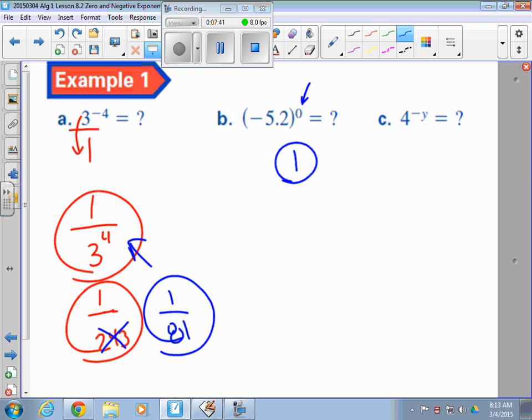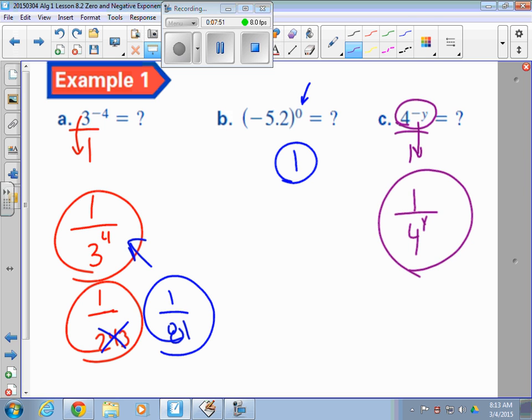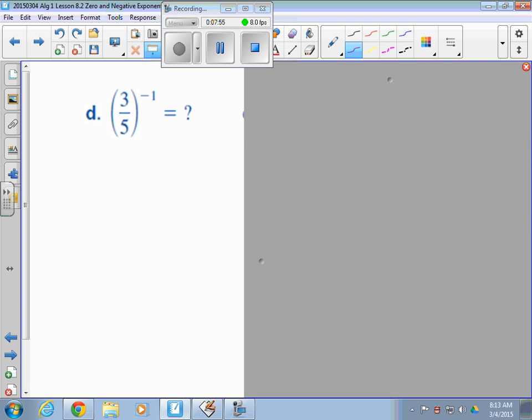Being raised to a negative exponent, everything's over 1. Negative means it rides the elevator down. 1 is left on top, 4 comes down, and is raised to the positive y. 1 over 4 to the positive y. Do this one.